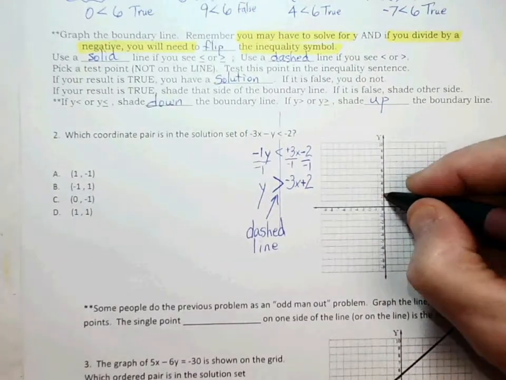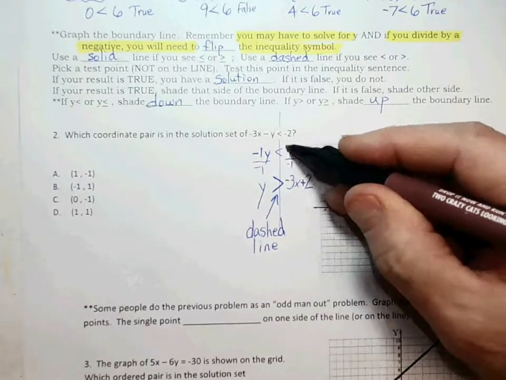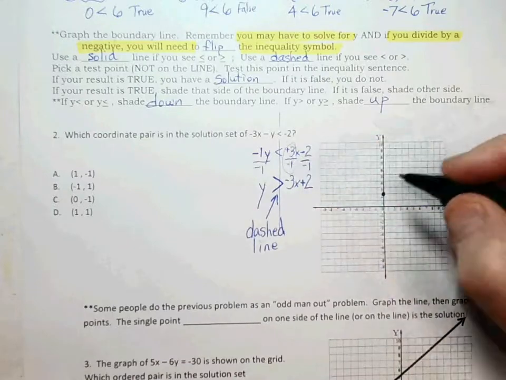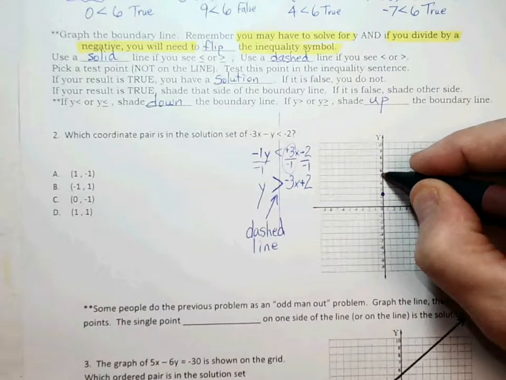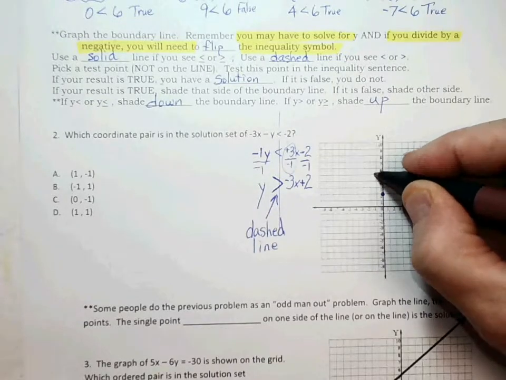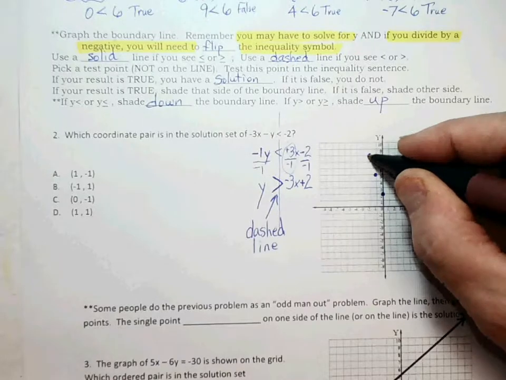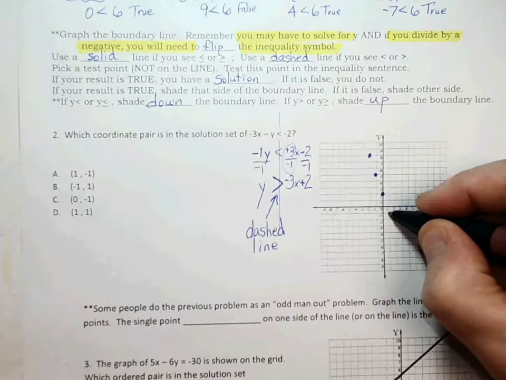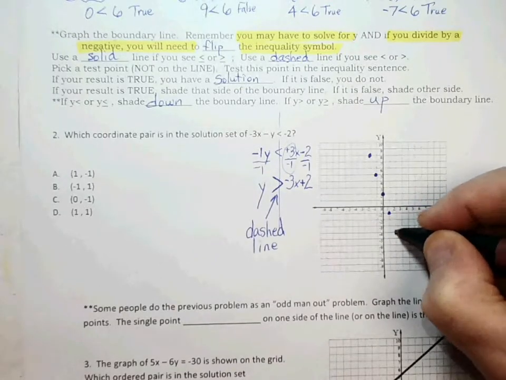Got a y-intercept of 2. Put a dot right there. And then we look up here, this is my rise and run. I'm going to go up 3 and left 1. Put a dot. Up 3, left 1. If I can't go up and left, I can go down and right. Down 3 and right 1.